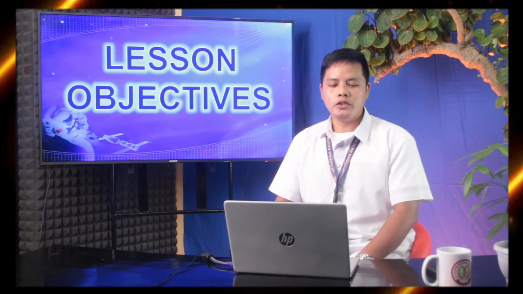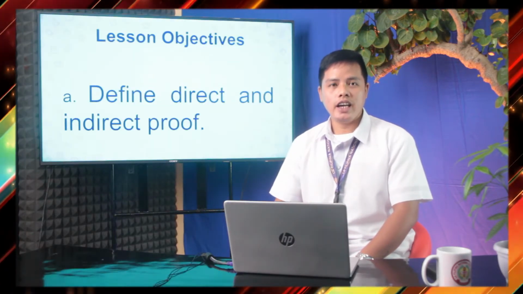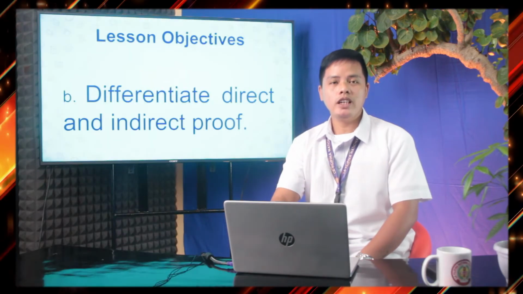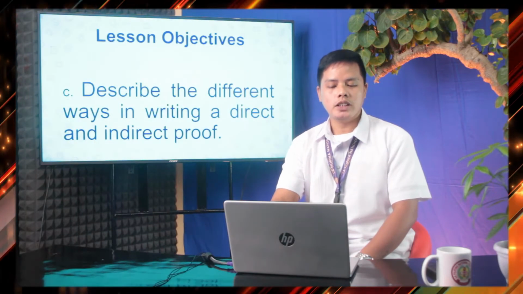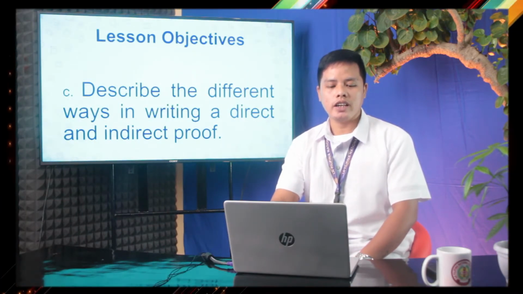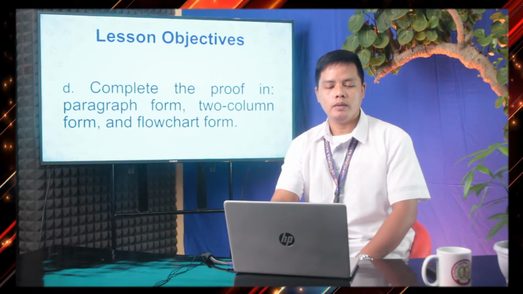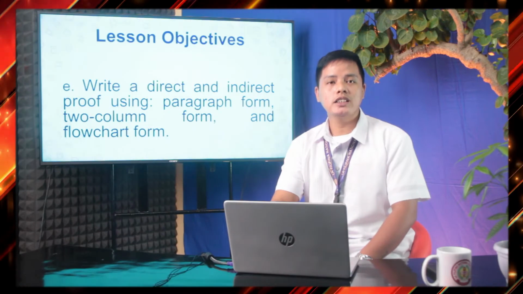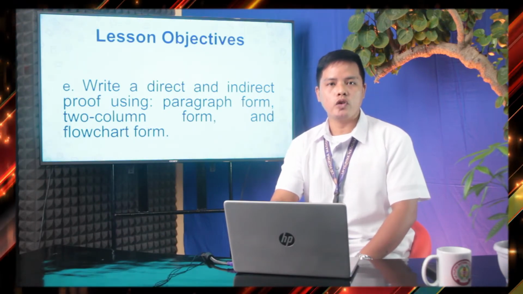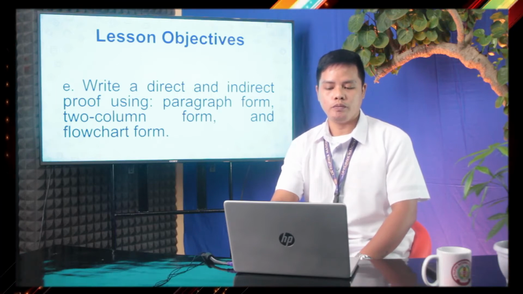At the end of this lesson, the learners will be able to attain the following objectives. A. Define direct and indirect proof. B. Differentiate direct and indirect proof. C. Describe the different ways in writing a direct and indirect proof. D. Complete the proof in paragraph form, two-column form, and flowchart form. And last, write a direct and indirect proof using paragraph form, two-column form, and flowchart form.